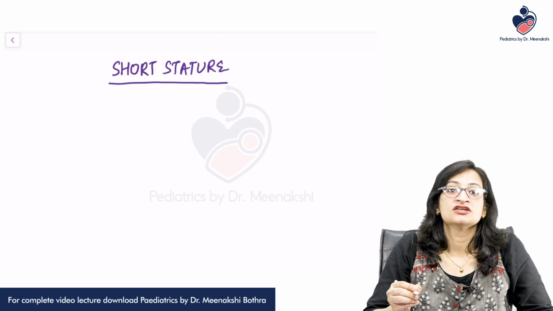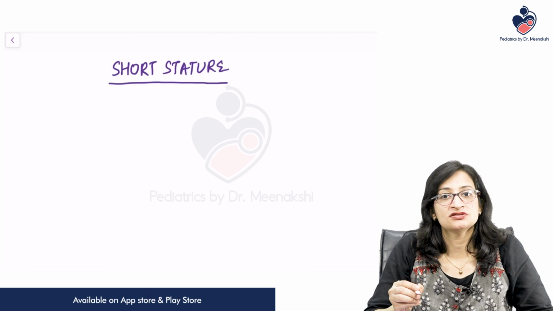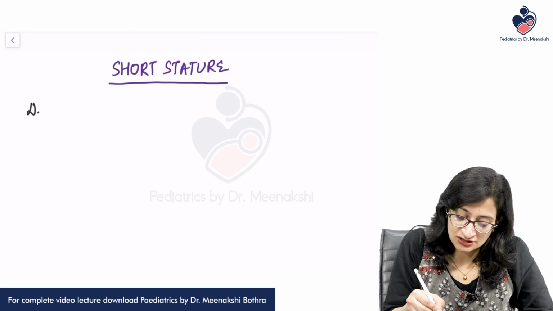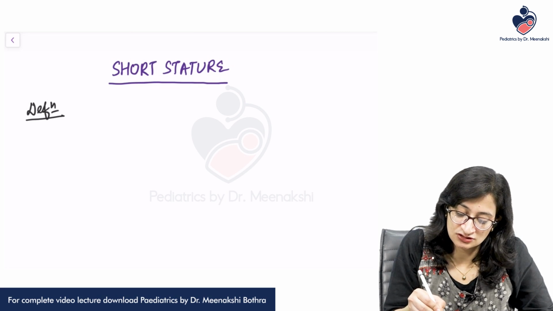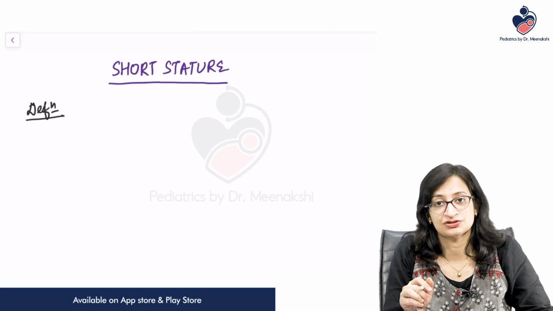So, a disorder related to the height of the child and upper segment lower segment ratio is short stature. Now let us see what is the definition of short stature, what are the types of short stature, important causes of short stature, and some details about some of the causes.